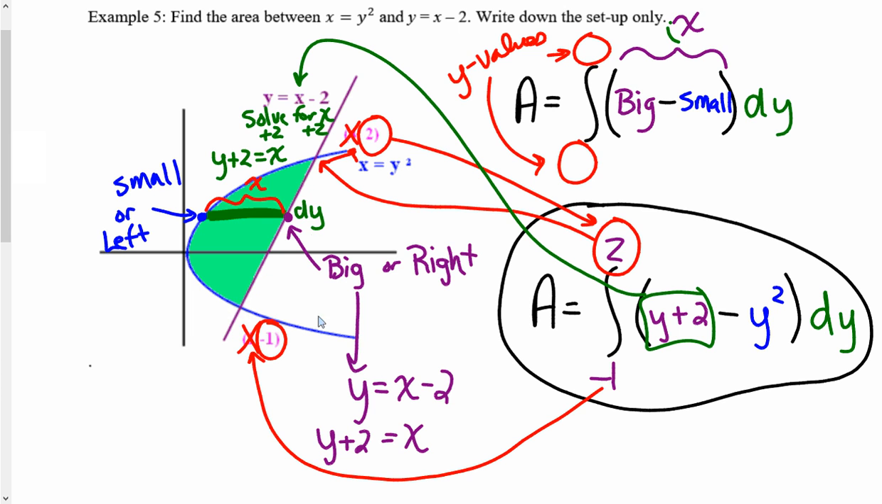When I went to my blue smaller curve, that function was x equals y squared. I already knew what x was. X was y squared. So I took y squared and I plugged it in right here.